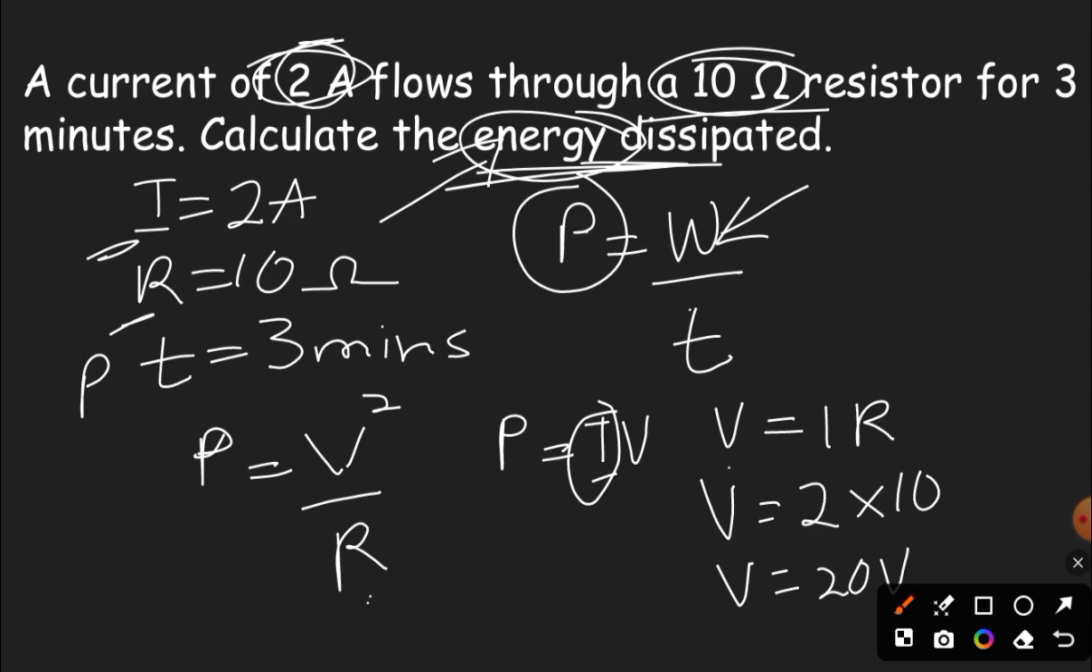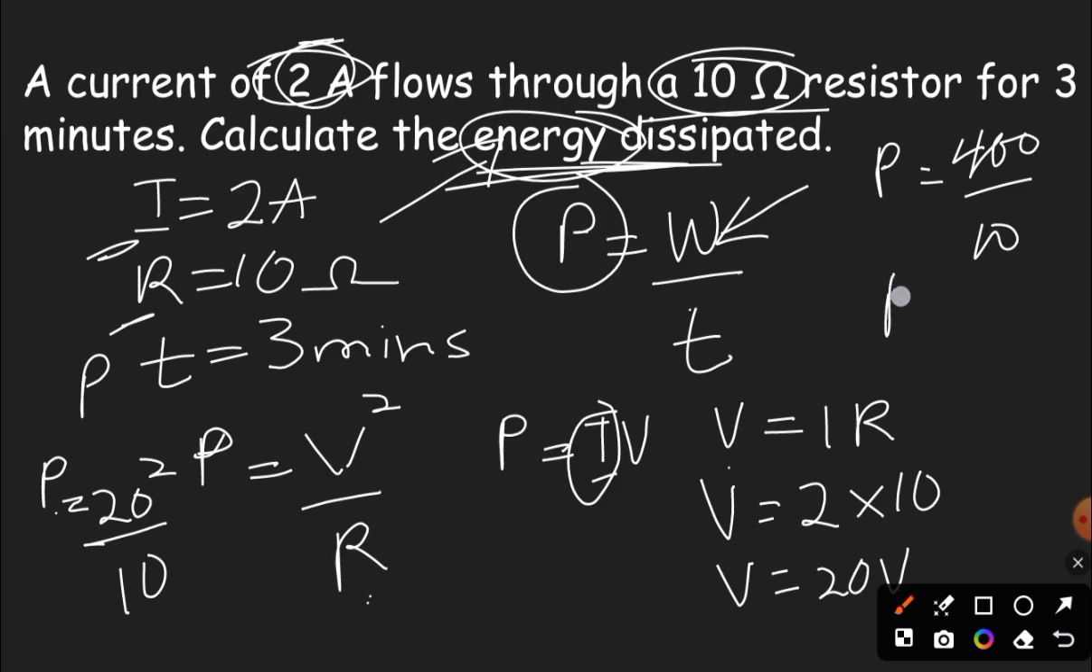So right from here, we can fix it into this formula. P equals V squared on R. What's our resistance? Our resistance is 10, and power is going to be 400 over 10. So our power is going to be what? 40 watts. And if we have our 40 watts, we can work our way around.